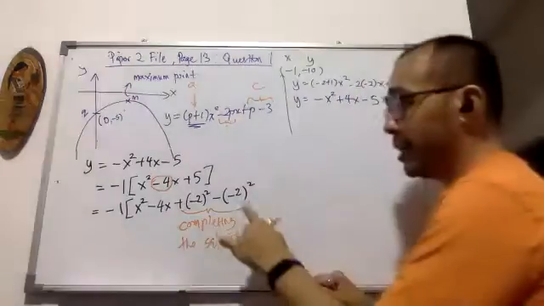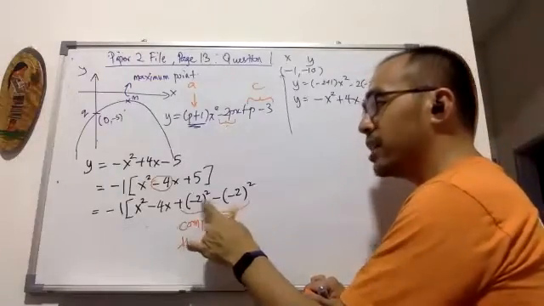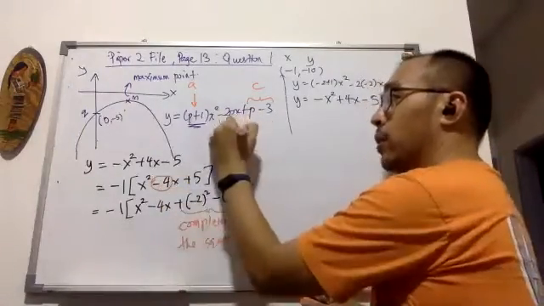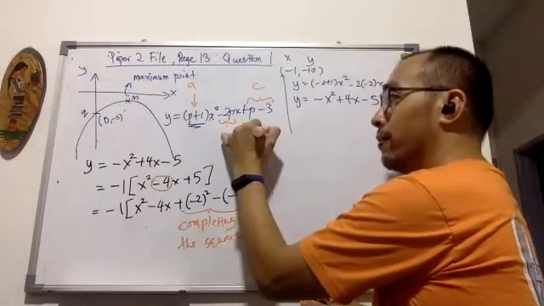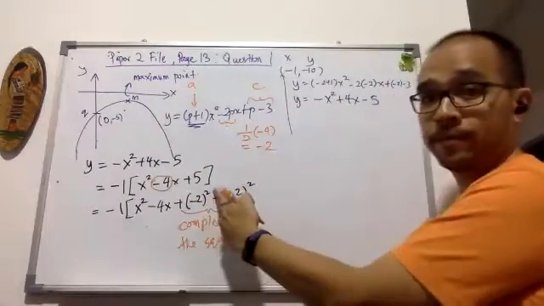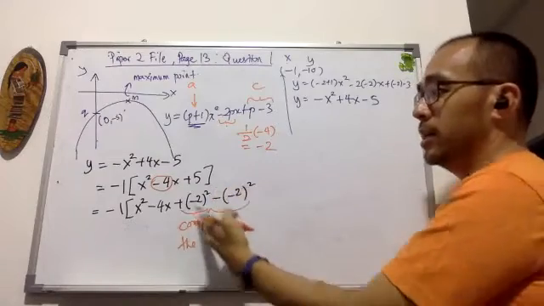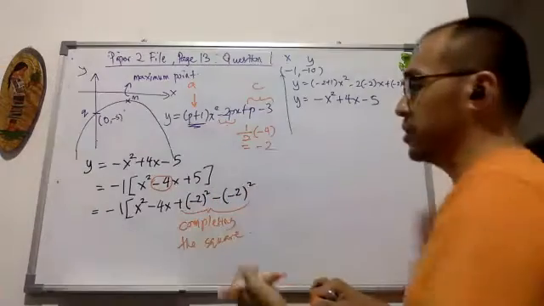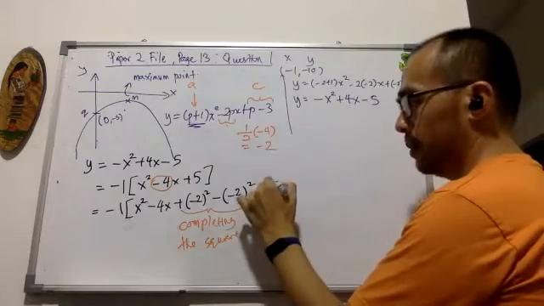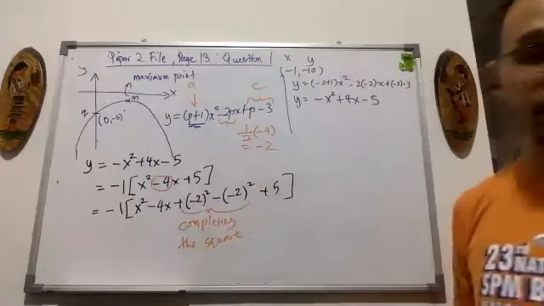How did I get this magical negative 2? It's because of this center number. The center number is negative 4. So half of negative 4 is negative 2. Then I square it. You can watch yourself in the video. Then after that, I will have plus 5.